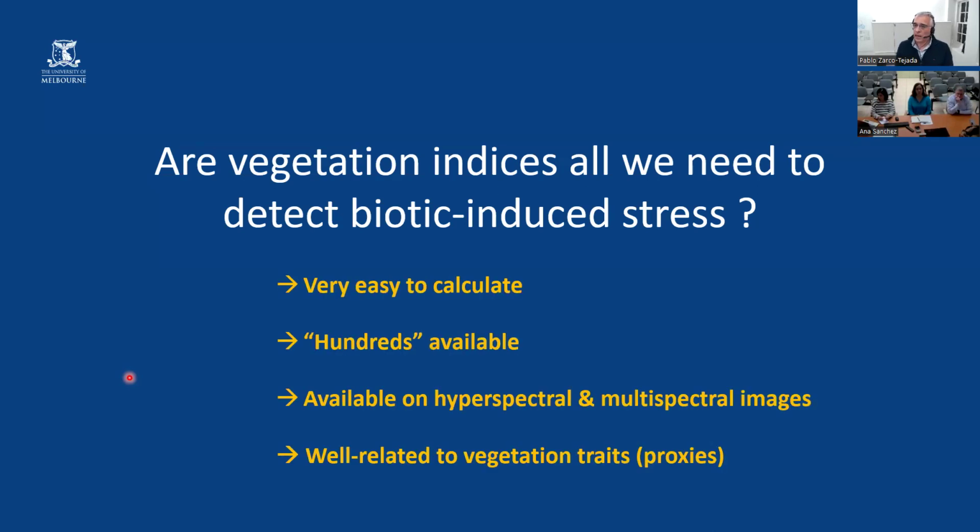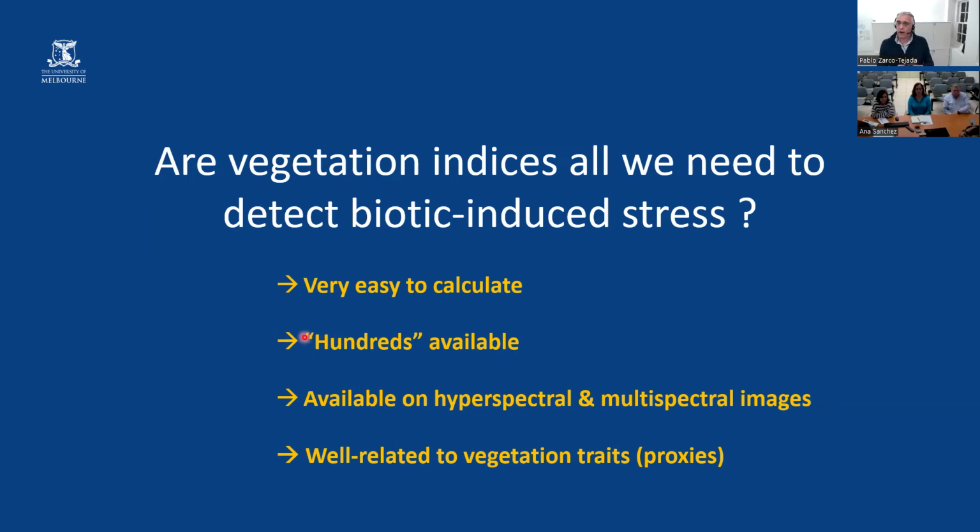The fact is that indices are very easy to calculate. We just need an image with a few spectral bands, and we can calculate ratios or normalized indices in a very straightforward way. So that is the main reason why indices are so widely used in remote sensing. There are hundreds of indices available, as many as combinations of different bands that we could calculate from the images. Even from cameras which have only 5, 6, 7 spectral bands, we can calculate a number of indices just by calculating all possible combinations of bands.